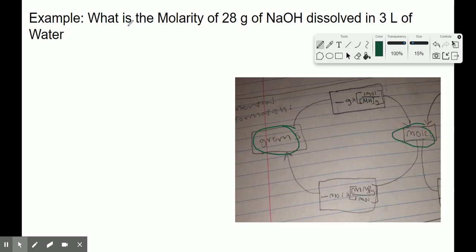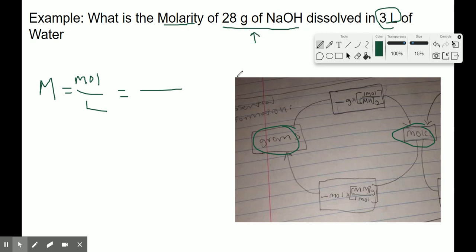So here's an example problem. It says, what is the molarity of 28 grams of NaOH? I've got 28 grams of NaOH dissolved in 3 liters of water. According to molarity, the formula for molarity is equal to moles over liters. Now, if we look at this problem, we don't have moles. Nowhere up here does it say we have moles. That's where this comes in, which we'll get to in a minute. But we do have liters, so I'm going to go ahead and put my 3 liters at the bottom.